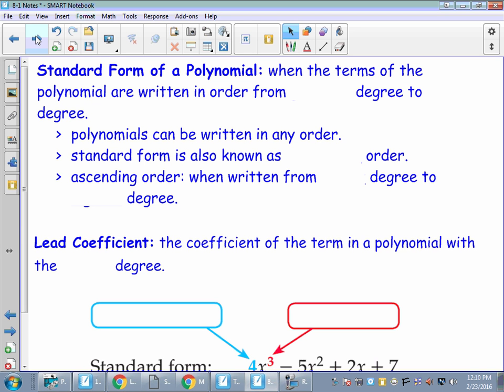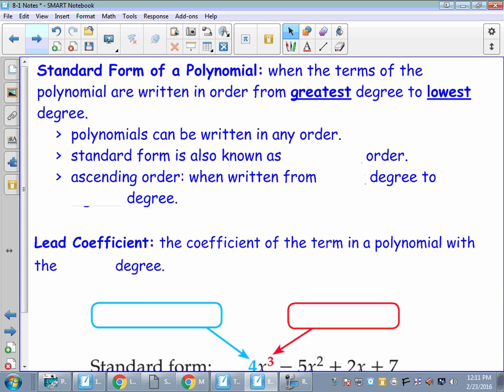We got some more vocabulary here. This involves the order in which you write the terms. So standard form is just a way that we write a polynomial. We had forms for linear equations. We had standard form, point-slope form, slope-intercept form. So it's just a way to write the equation. Well, for polynomials, there's a standard form, and it's when you write the polynomial in order from the greatest degree to the least degree. So big to small, highest to lowest.